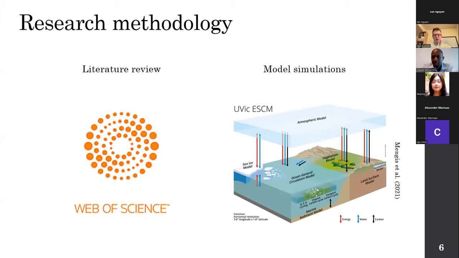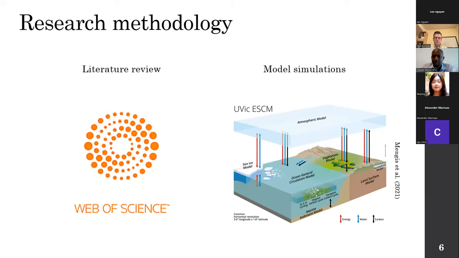We looked at published peer-reviewed research with the title or topic on cumulative carbon emissions or cumulative CO2 emissions. We narrowed down the results of that search to studies that looked at climate impacts of cumulative carbon emissions. We also considered cross references for highly relevant papers that were cited by many of the papers we found. We also performed model simulations using the University of Victoria Earth System Climate Model, which is an Earth system model of intermediate complexity, illustrated with this diagram.